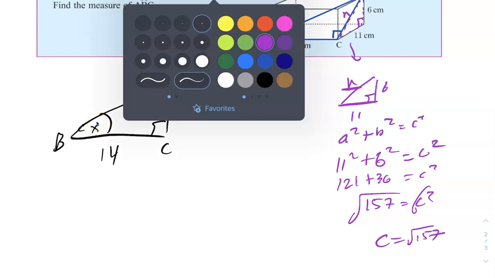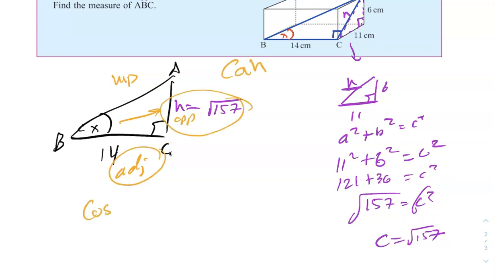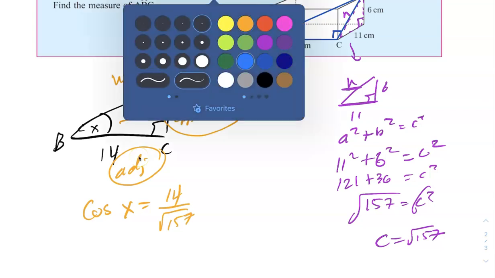And then the question was to find the measure of angle ABC, which is right there. So now you just label up your sides in your head: this is opposite, this is adjacent, and this is the hypotenuse, opposite of 90, right? But all we have is the adjacent and the hypotenuse, so that's CAH. So cosine of x equals adjacent over hypotenuse. And then we're going to do cosine inverse of both sides.